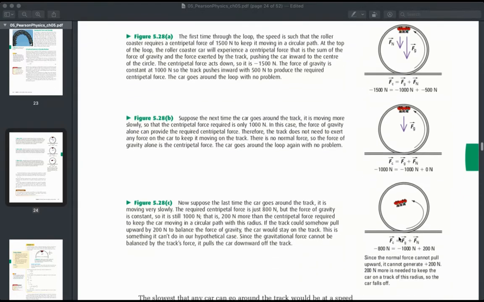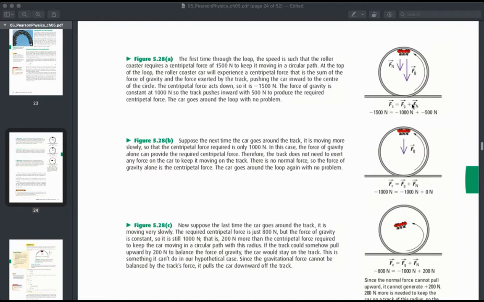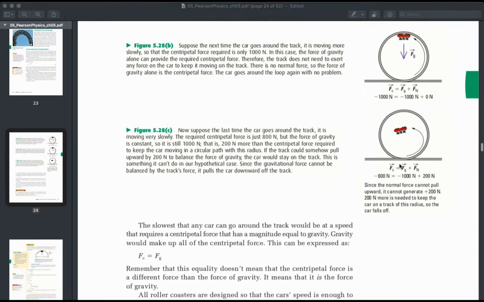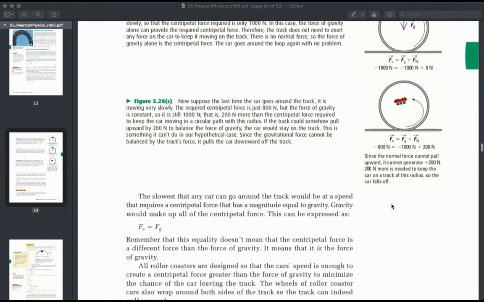On the other hand, if you're going too slow, then the centripetal force isn't even big enough to match the gravitational force, and what ends up happening is that potentially people could fall out of the loop. So the designer of a roller coaster has to be aware of these forces involved and ensure that the ride itself is safe.